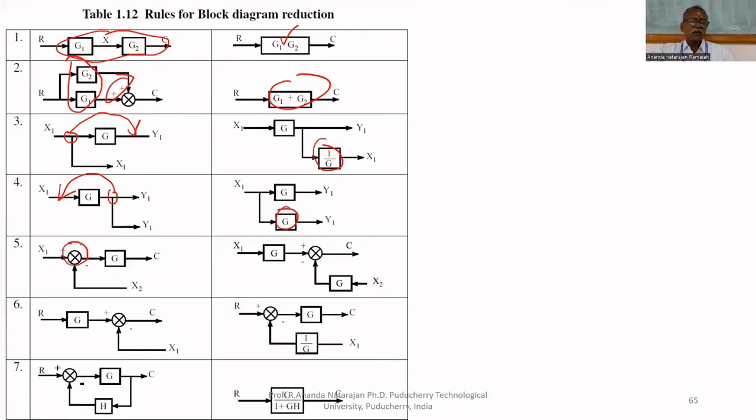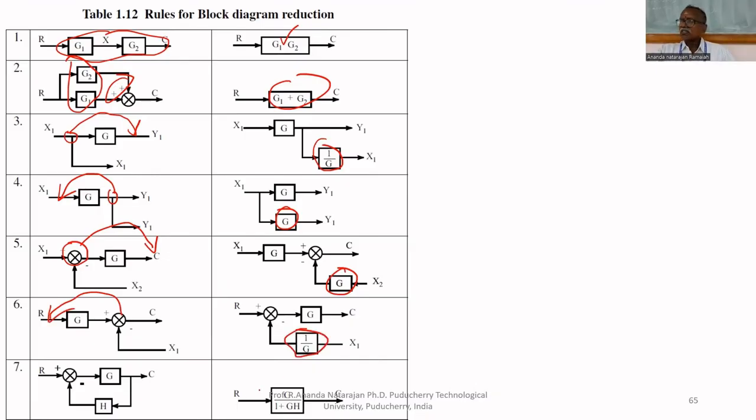If you want to move the summing point from here to here, the same rule applies. Here we are dividing because it is takeoff. Here we are multiplying, the inverse. Similarly, if you want to move from here to here, the opposite of takeoff, divide by 1 by G.